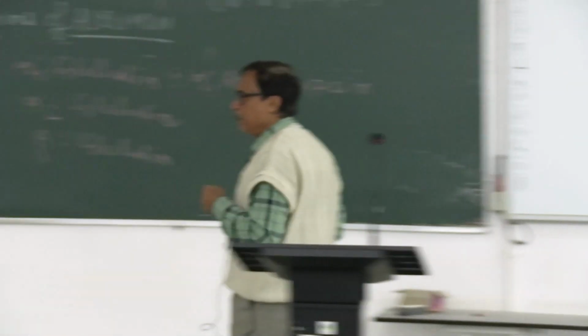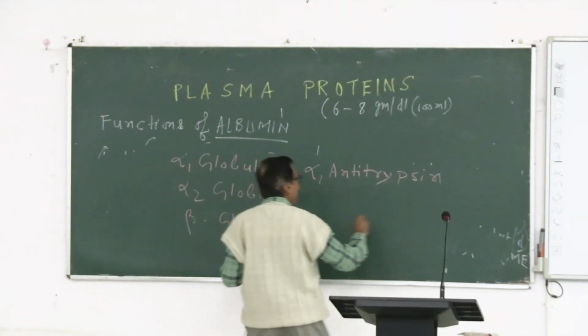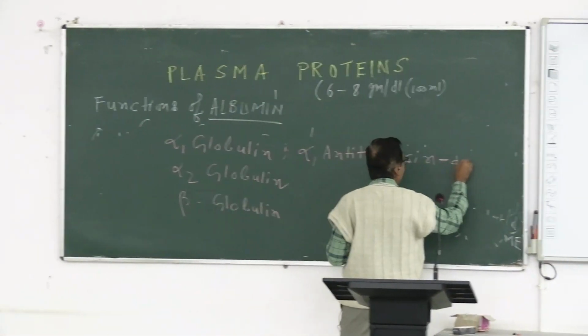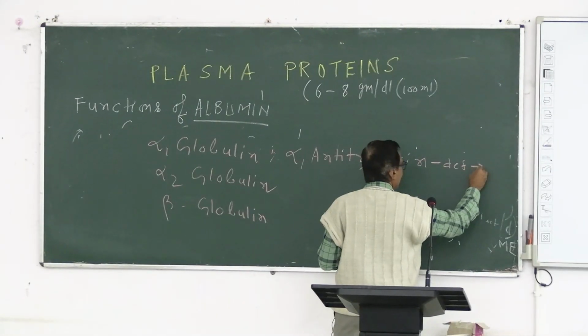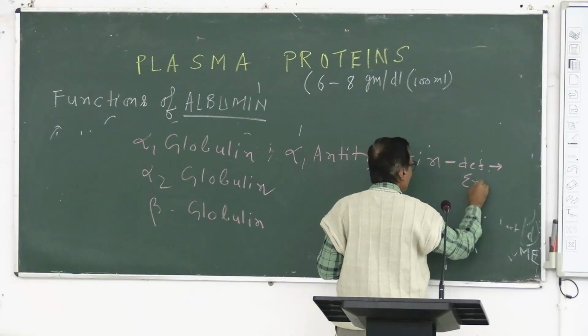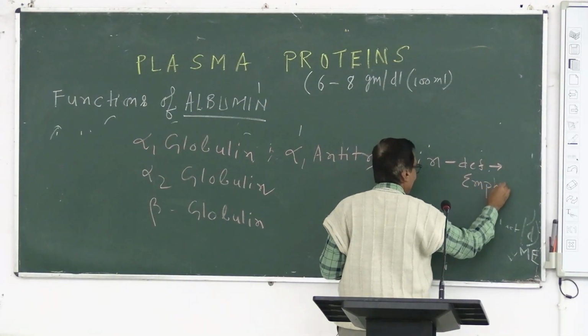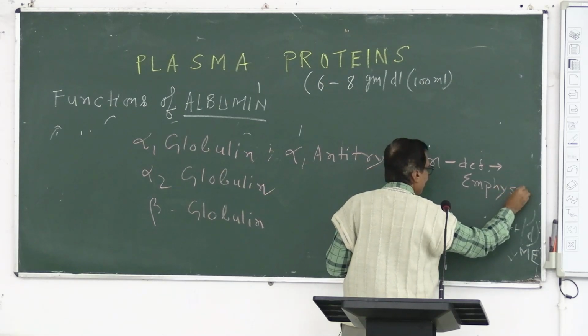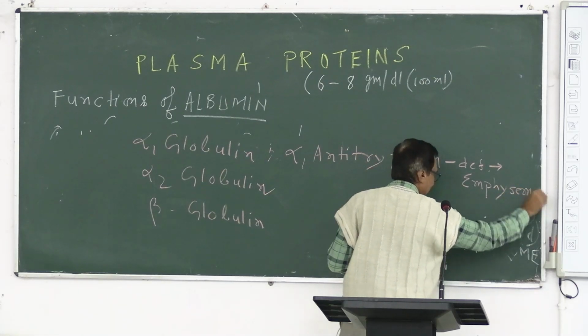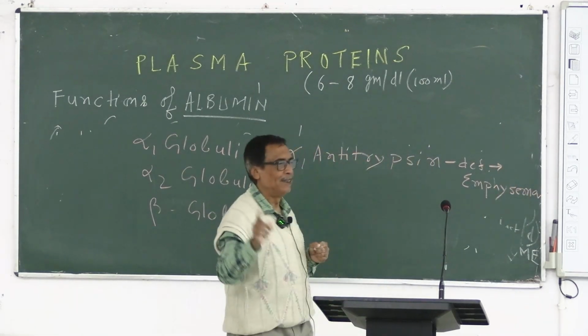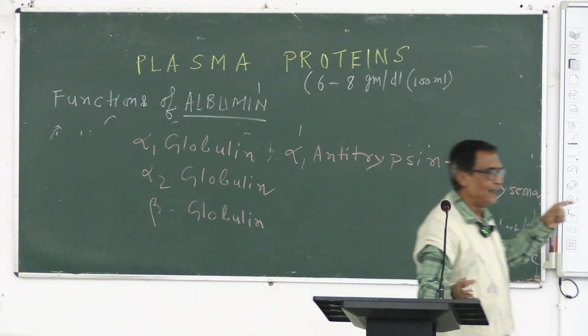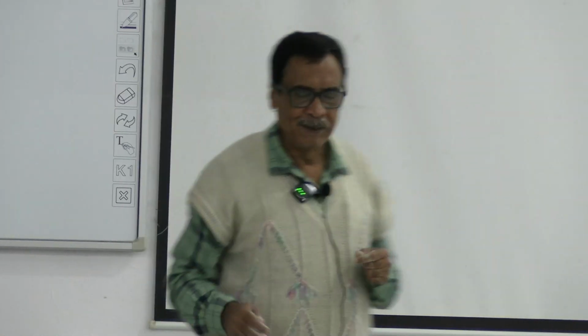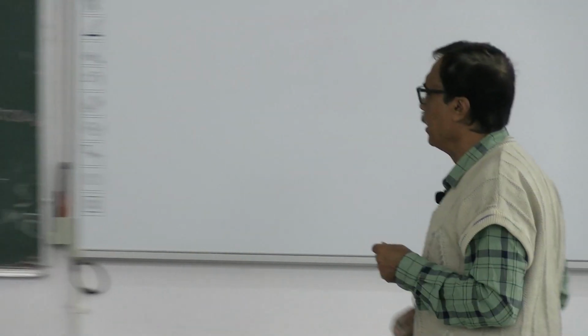Emphysema of the lung occurs in deficiency of alpha-1 antitrypsin, which is an example of alpha-1 globulin. So I am writing that deficiency will cause emphysema. Remember this term. Emphysema is a disorder occurring in the lung, where the lung will be enlarged, losing elasticity. That is emphysema.